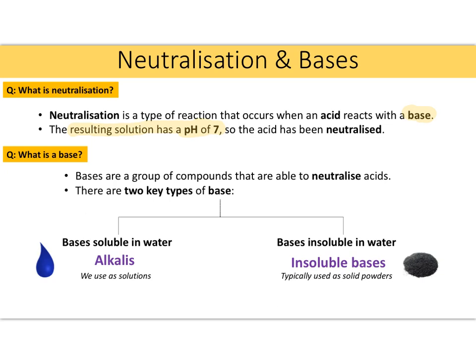Now, a base is any substance that is able to neutralise acids. So a base is anything that can neutralise acids, and we can basically classify bases in two forms. We can think of them either as being soluble in water, in which case we call them alkalis. Those are the ones that you're familiar with already, the ones that you did in year 7. They would have been in bottles. They are solutions. But you can also get insoluble bases. Insoluble bases will not dissolve in water, but they will neutralise acids.